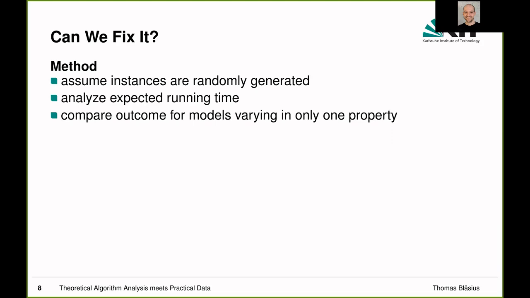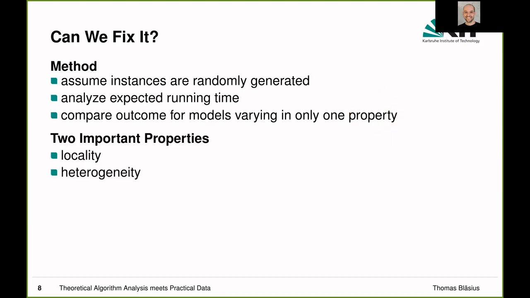So to do that now, we have to choose some models, and depending on what properties you're interested in, you should probably choose different models. The properties I'm interested in mostly are locality and heterogeneity.